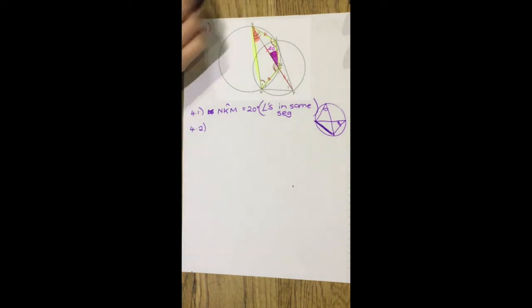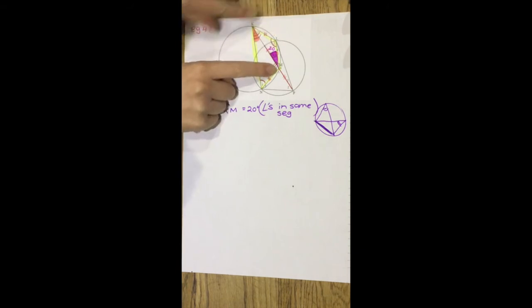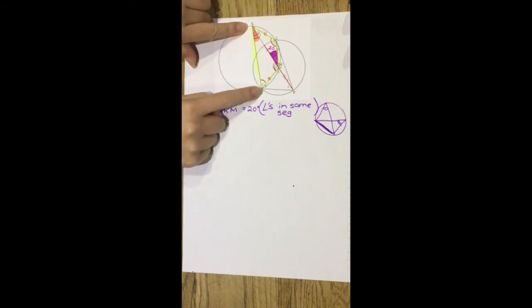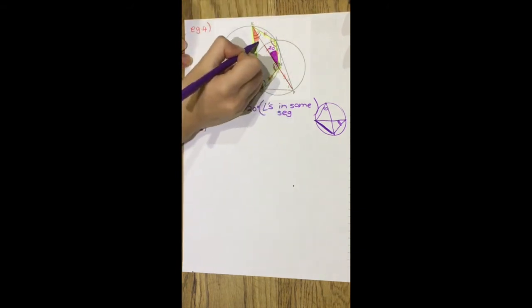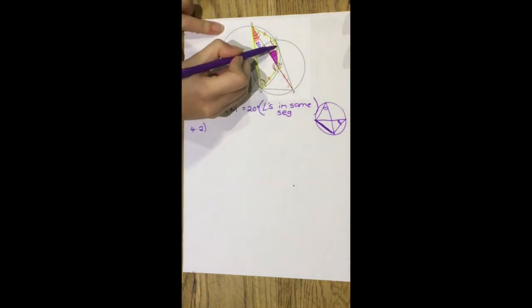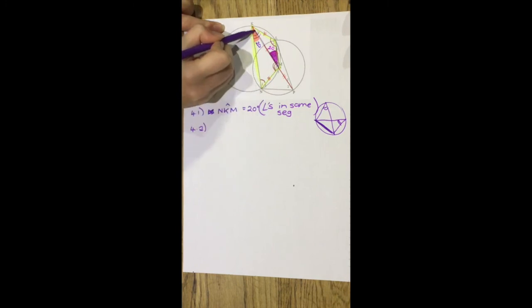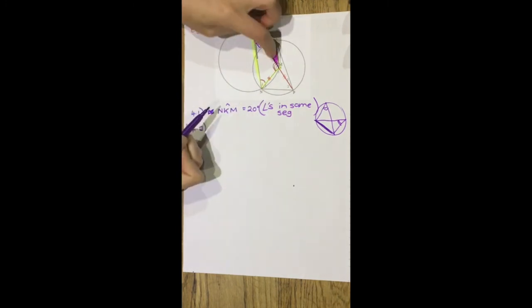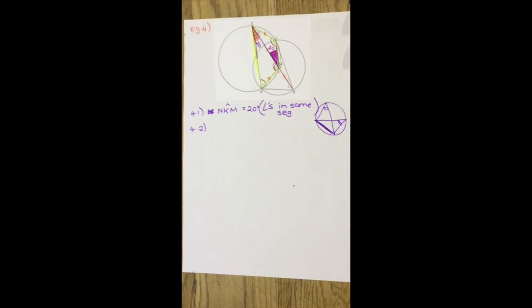Okay, 4.2. Give a reason why KN is parallel to LM. So they're talking about this line LM parallel to KN. We established this is also 20. Do you see anything going on here about parallel lines? If I've proven, what was that Z shape? Do you guys remember what that Z shape is called when it looks like this?